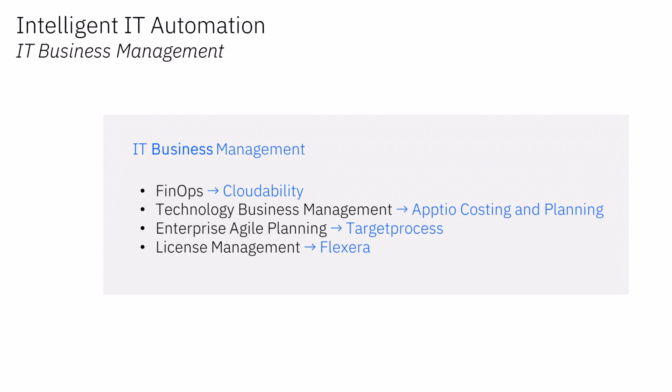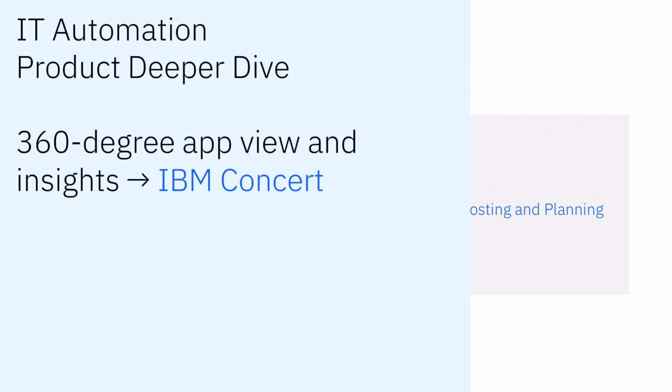The solutions are Apptio Cloudability in the FinOps space, Apptio Costing and Planning in the Technology Business Management or TBM space, Apptio Targetprocess in the EAP or Enterprise Agile Planning space, and finally, we have integrations with Flexera. In this section, we'll take a closer look at IBM Concert's capabilities in a bit more detail. At the end of that section, there's a prospecting guide that discusses client roles, challenges, and prospecting questions are also included here.